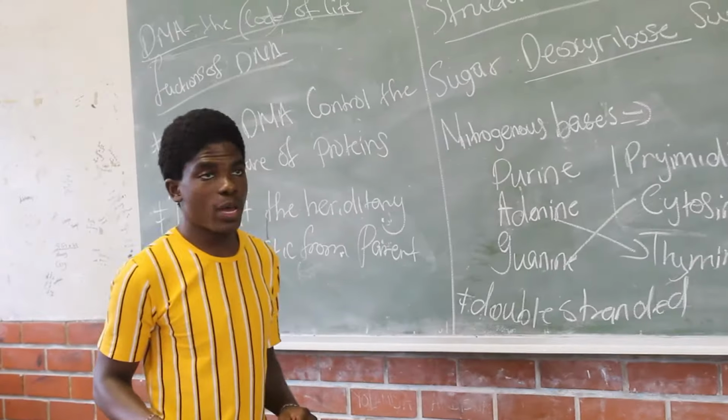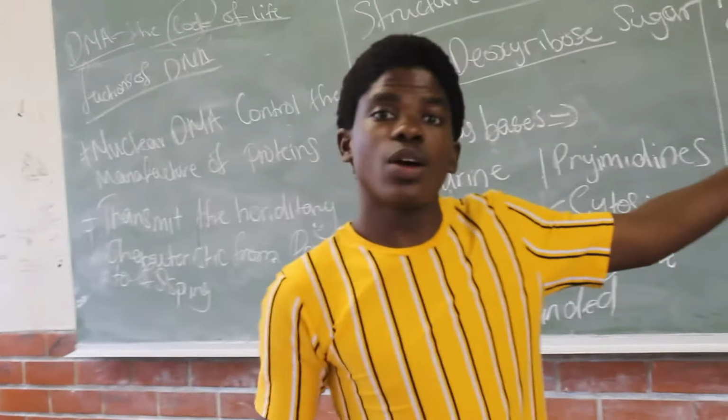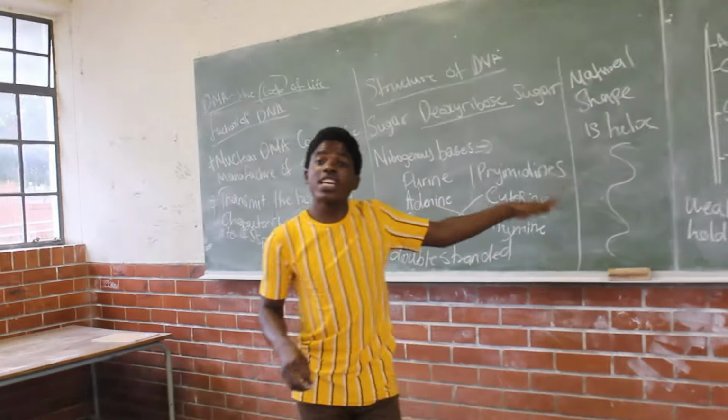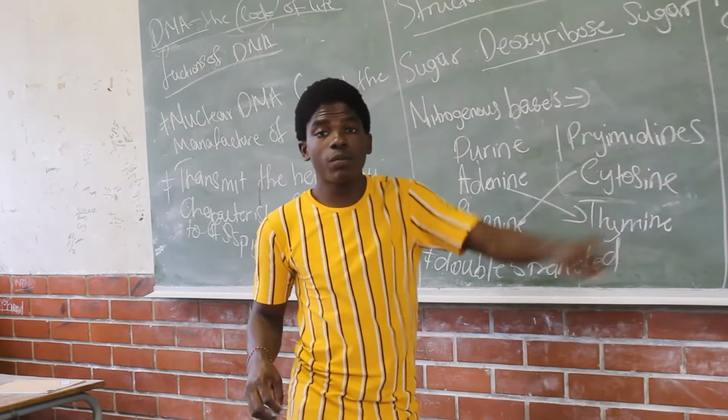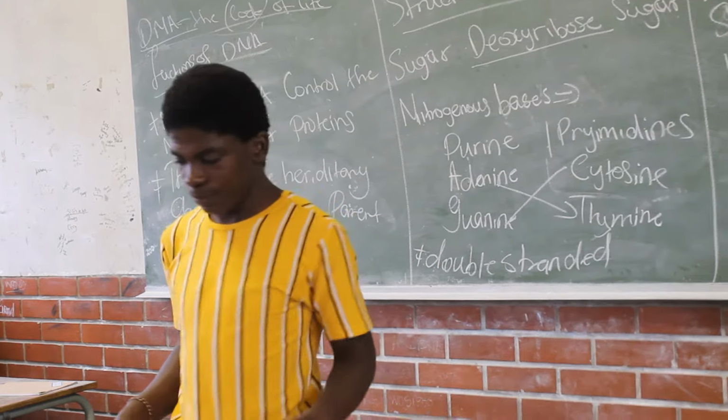So this is how they pair with each other. Adenine with thymine, guanine with cytosine. That is how they pair. So they form that double strand.